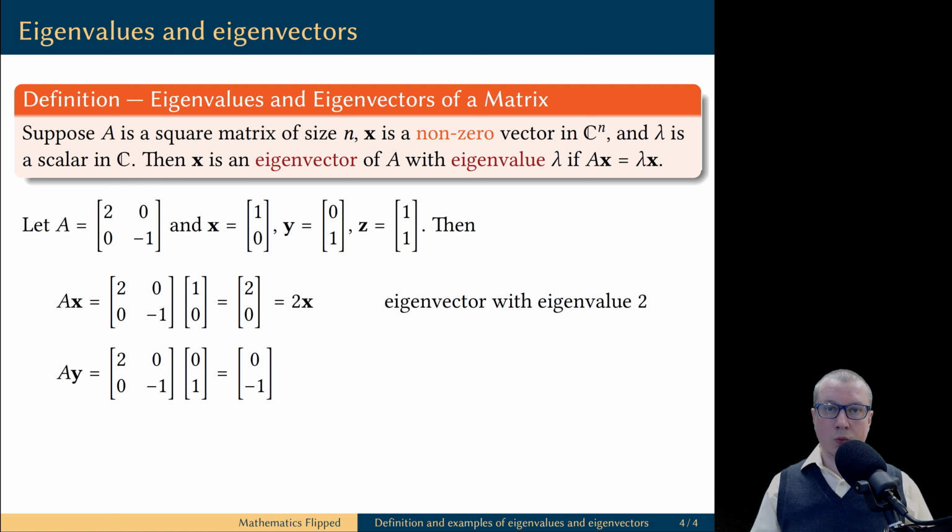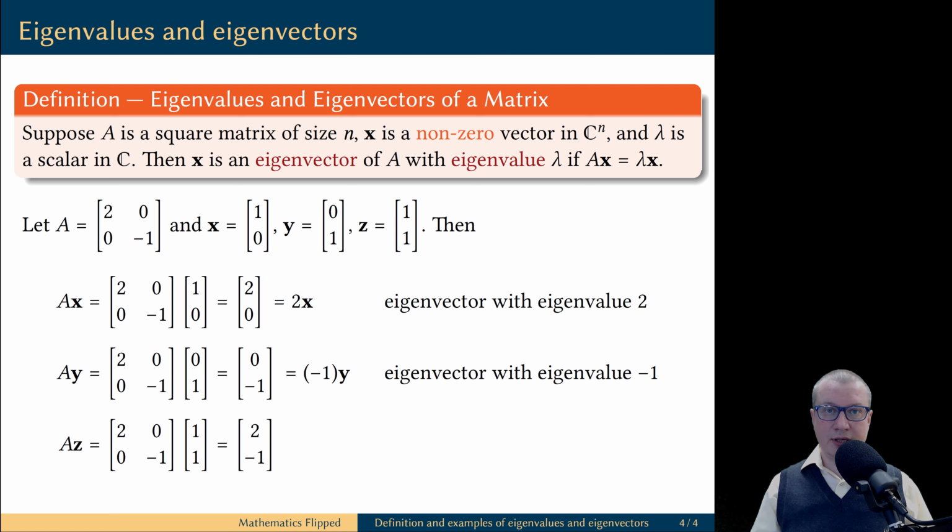When we multiply vector y by the matrix A on the left, the resulting vector is the vector (0, -1). This vector is a scalar multiple of the original vector y by the scalar -1, and therefore the vector y is an eigenvector of the matrix A, and its eigenvalue is equal to -1. Finally, when we multiply vector z by the matrix A on the left, the resulting vector is the vector (2, -1), which is not a scalar multiple of the vector z. Therefore, the vector z is not an eigenvector of the matrix A.